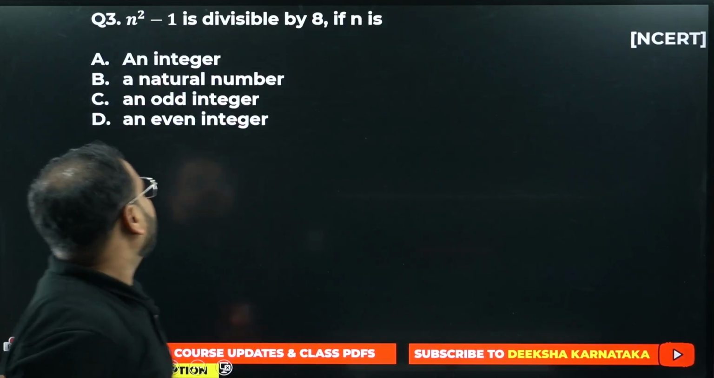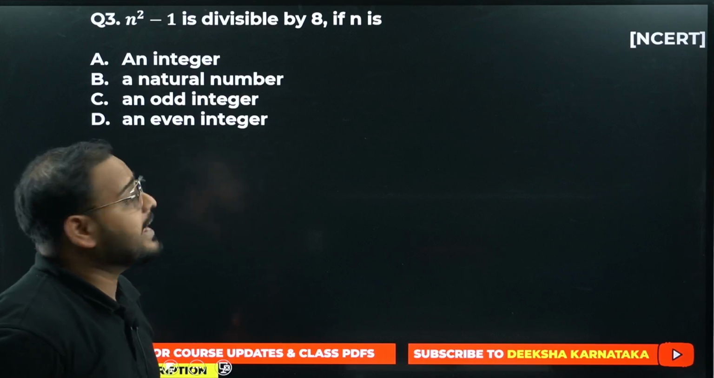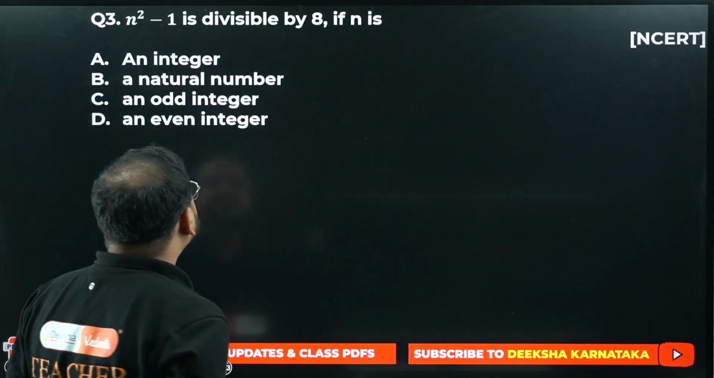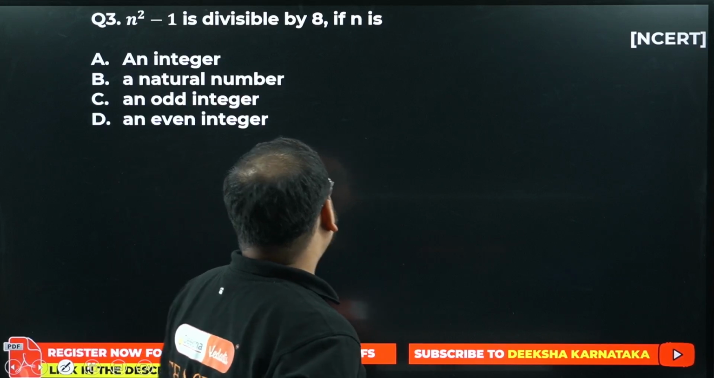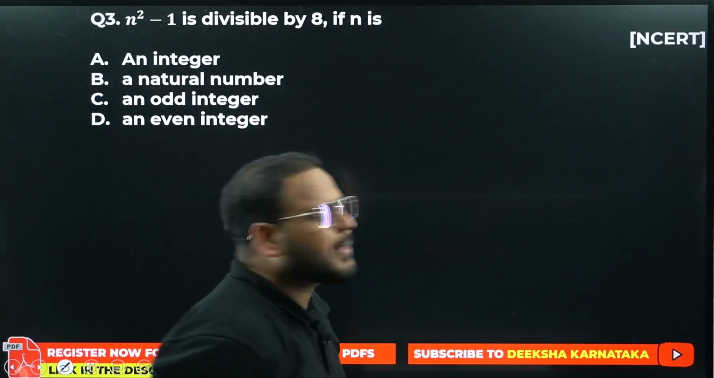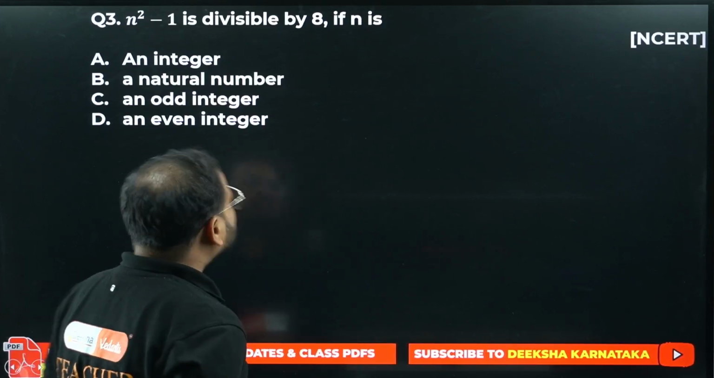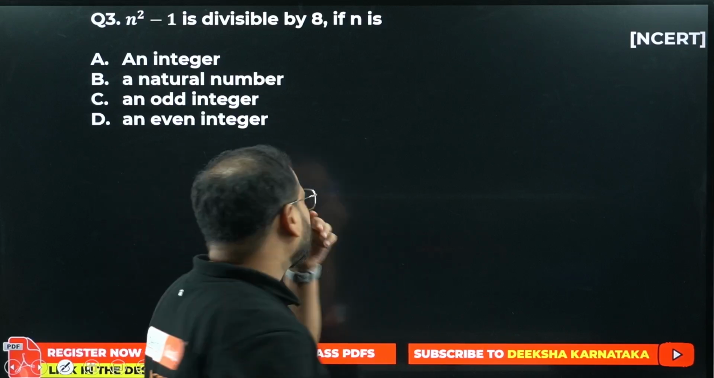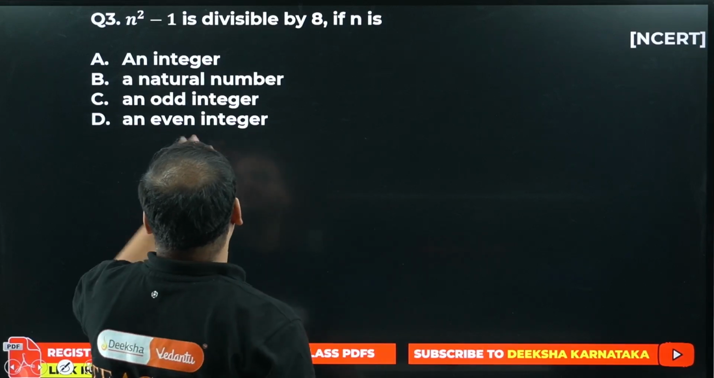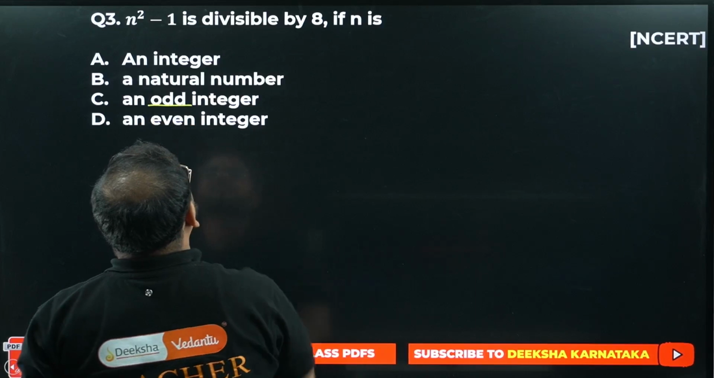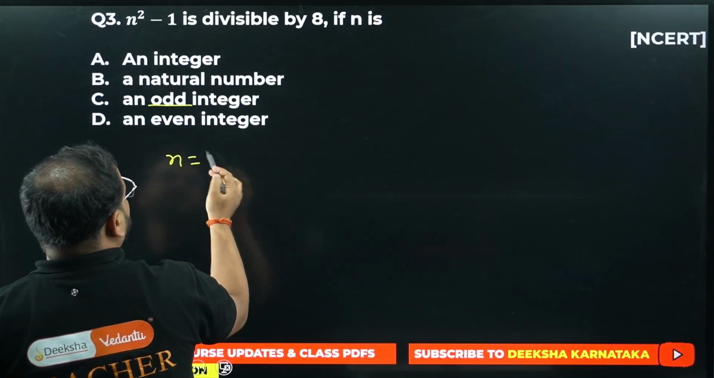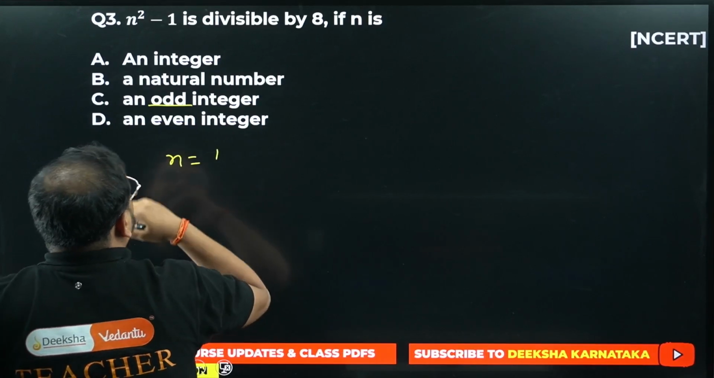Question number 3. N square minus 1 is divisible by 8 if n is what? Whether it is an integer, natural number, an odd integer, or an even integer. So you can see mostly they are talking about integers, no? So first we'll check with the integers. Let's check the natural numbers. What type of natural number? Let's take odd numbers. The first odd number, okay, so I'll put 1.